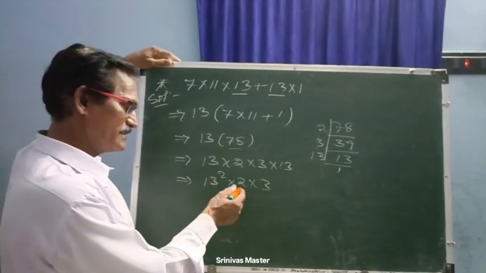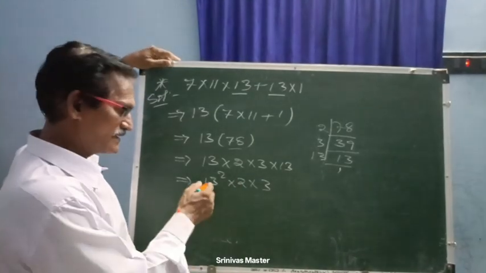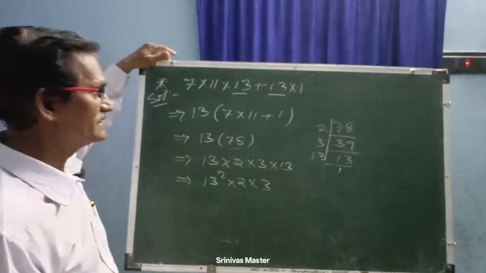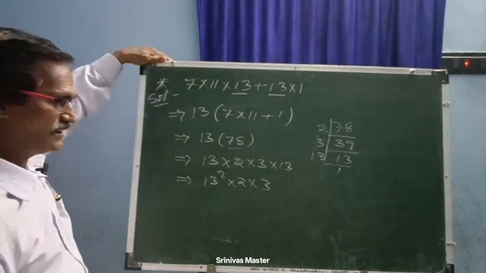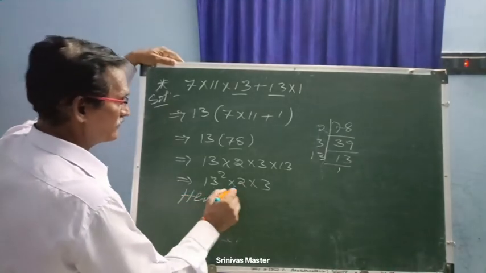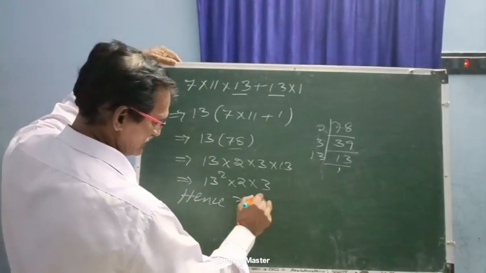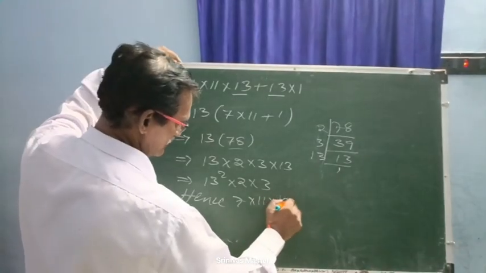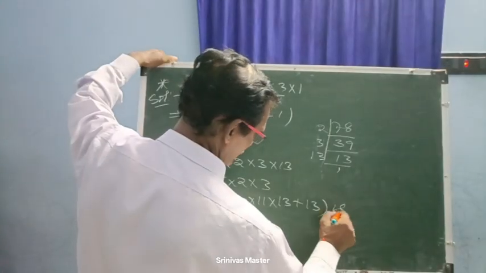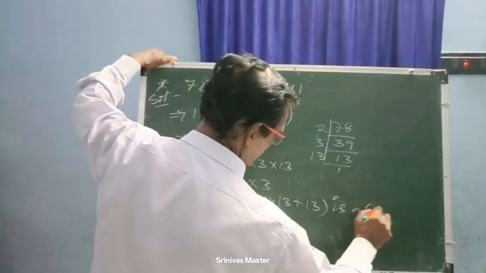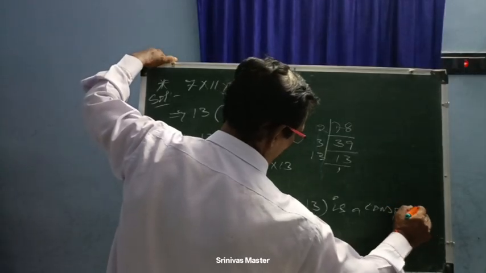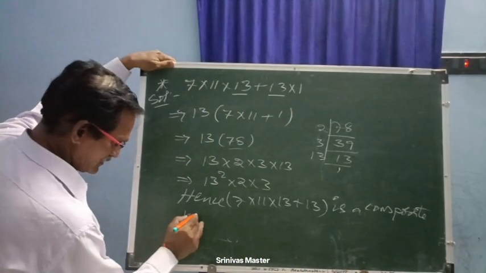Here 2 factors are equal factors, but still we consider them as factors. Anyway, it has more than 2 factors. Can we say that it is a composite number? Hence, 7 into 11 into 13 plus 13 is a composite number.